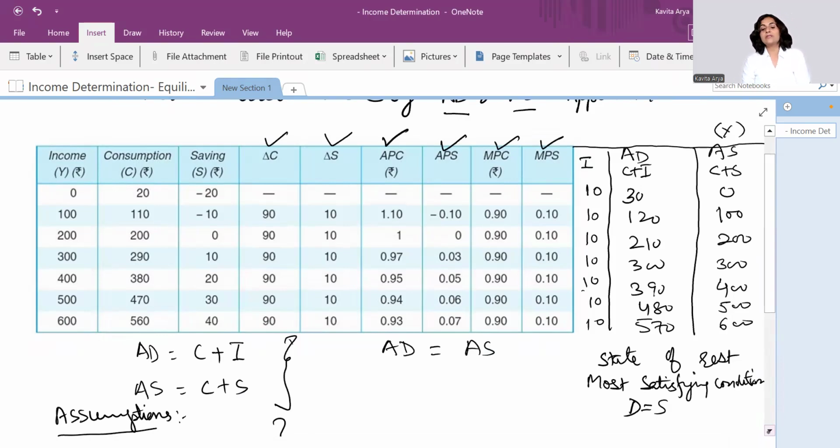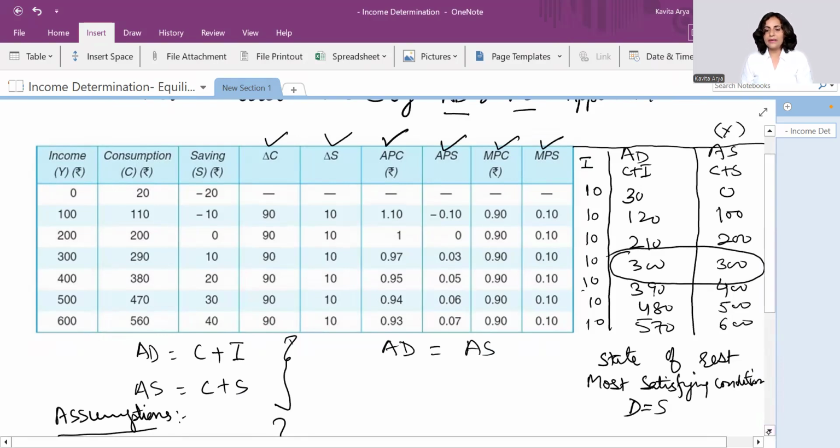So the rest of the things would be given in the schedule. Can you analyze it now? At this level, we have AD equal to AS. So where is the equilibrium reached? We always state the equilibrium in terms of the income at that level. So we'll say equilibrium income in the economy is 300 units. So equilibrium is stated in terms of Y.